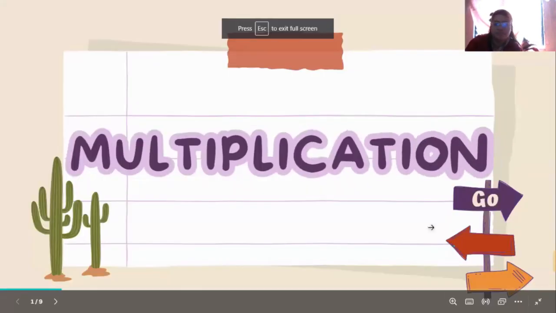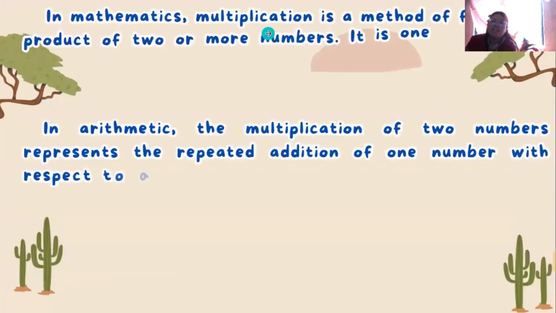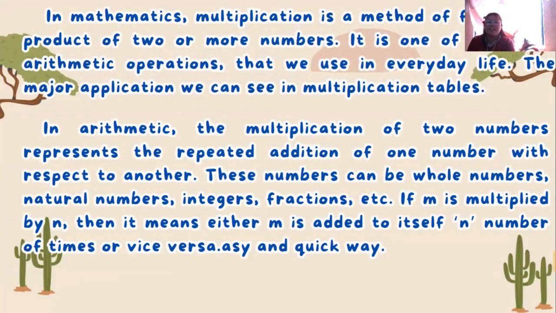So multiplication. In mathematics, multiplication is a method of finding the product of two or more numbers. It is one of the basic arithmetic operations that we use in everyday life. The major application we can see in multiplication tables. So, meaning, multiplication is an arithmetic or mathematical fundamental operation wherein, for example, we are selling two cans of sardines. And then we should multiply it by its own price, and then we will get the final answer.